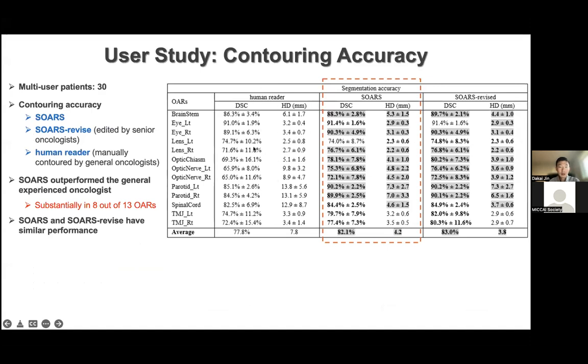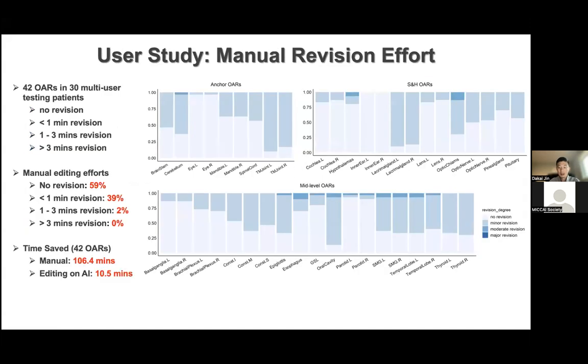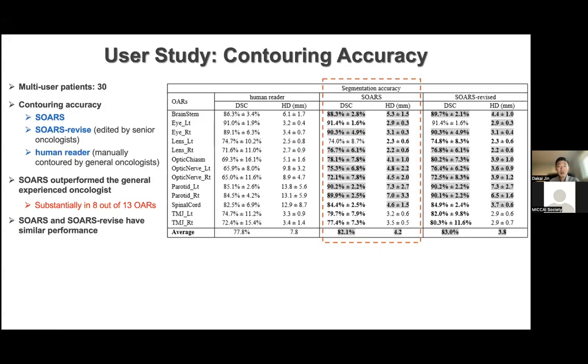There's also a comparison of the inter-user variation on the segmentation accuracy with the source and the source revised model. The source revised model refers to the senior physicians editing the source predictions and then comparing with the ground truth contours. What does the performance look like?